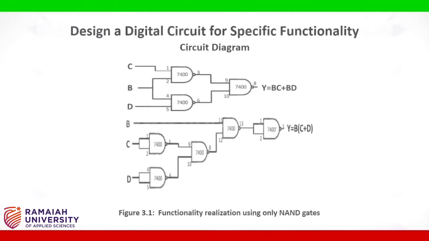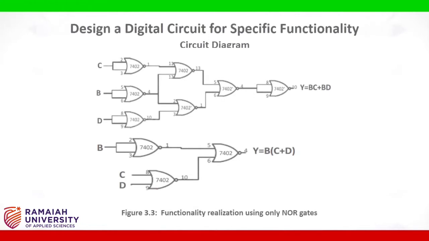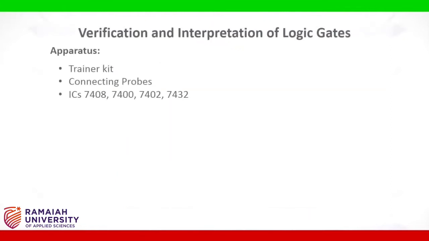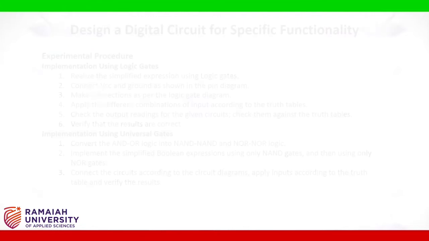The functionality of expression y can be obtained only using NAND gates as shown here. The functionality of expression y can be obtained only using NOR gates as shown here. The apparatus required for this experiment are trainer kit, connecting probes, and ICs 7408, 7400, 7402 and 7432.